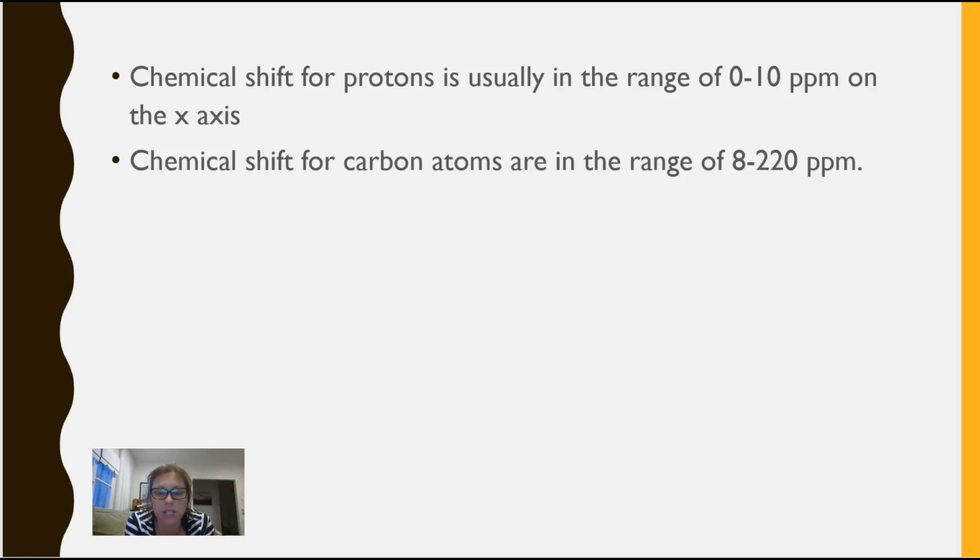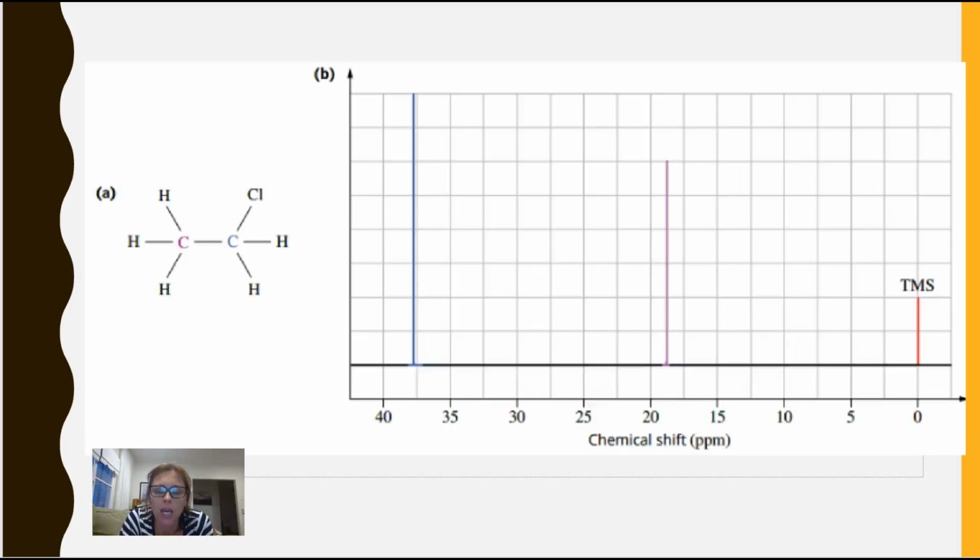So when we're seeing the 0 to 10 ppm, we know we're dealing with those hydrogen atoms that are there. And when we're looking at the carbon spectra, we'll usually notice that the chemical shift for carbon atoms is usually in the range of 8 to about 220 ppm also. So let's have a look at a couple of different spectra. Here we have the carbon NMR for chloroethane.